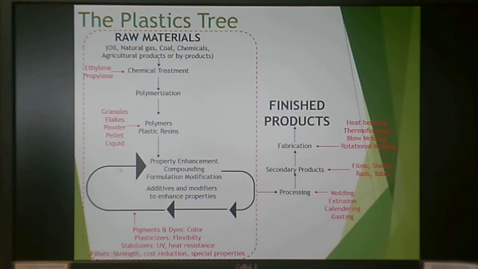From this kind of property enhancement loop, we go on to processing. And this is molding, extrusion, calendering, gasketing, making it into sheets, all those things, so that we can make it into a finished product. Oftentimes things like sheet or film or rods or tubes are considered secondary products because they're not quite the finished product, but they've already gone through some form of processing. So secondary products then go to fabrication through heat bending, thermoforming, blow molding, rotational molding to your finished product, whatever it may be.